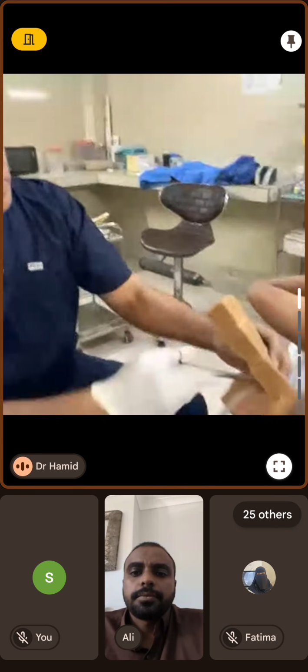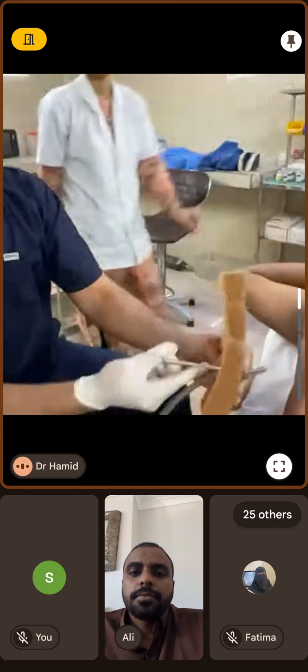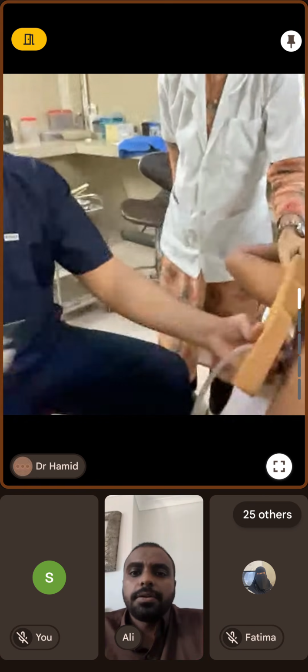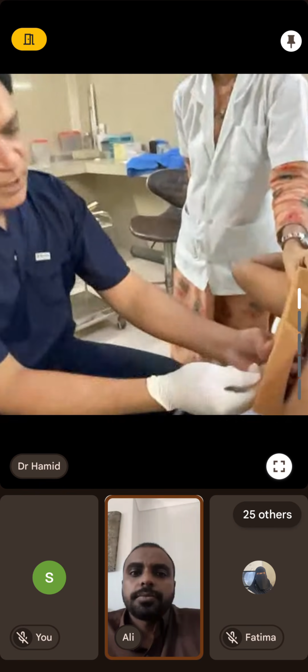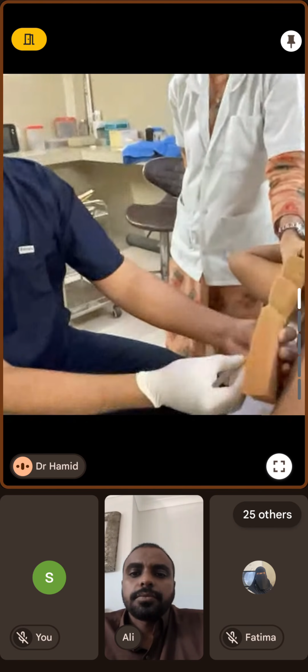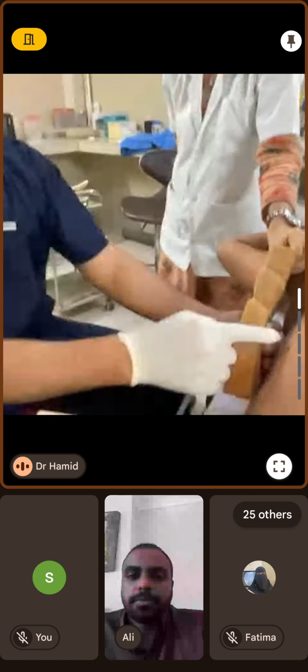So it will be in the direction toward the opposite shoulder. How long are you going to insert? All the holes of the drain have to be there. At least all the holes should be inside the chest.